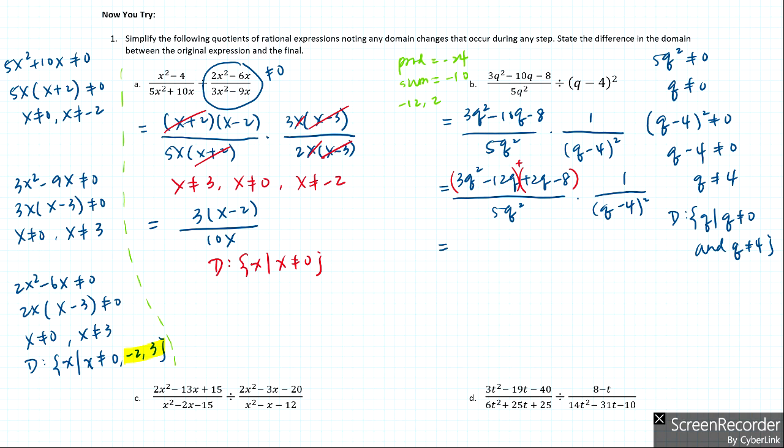Continue on the top, we can factor out the GCF of 3q from the first group, leaving us with q minus 4. Factor out a positive 2 from the second group, leaving us with q minus 4 again, all over 5q squared.